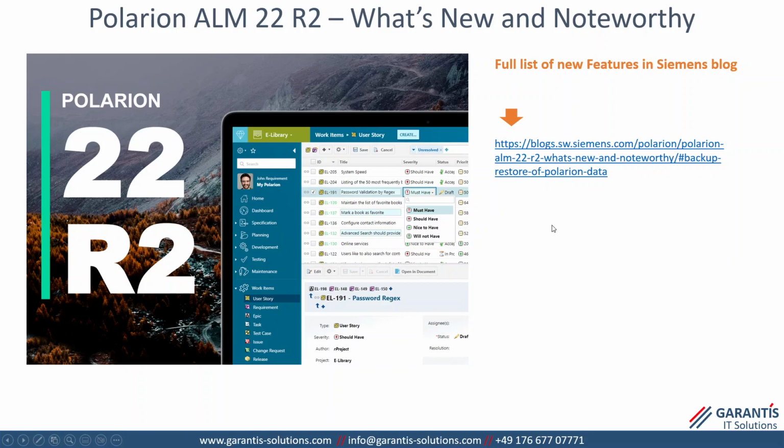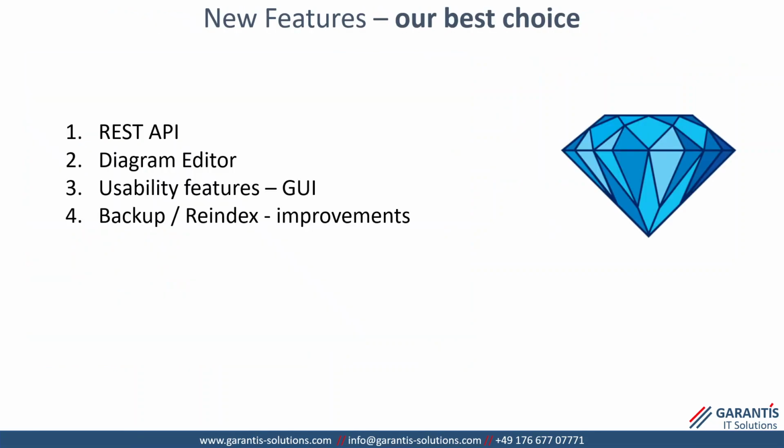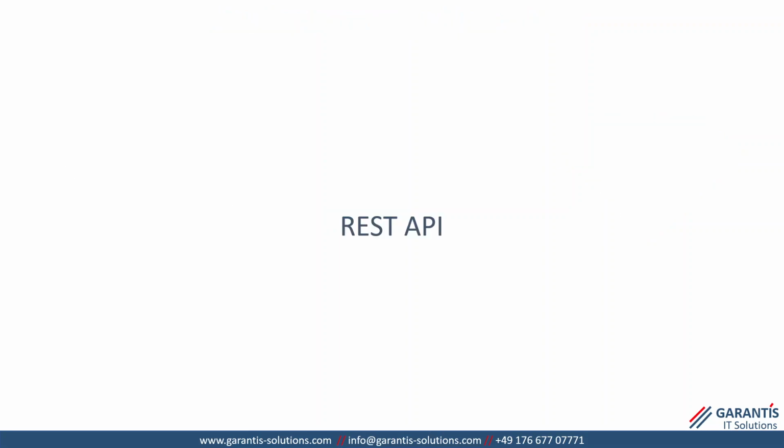So let's move on. Our best choice of features in this release are REST API, diagram editor, usability features located in different places of pages, backup and reindexing improvements. So REST API. It was not before in Polarion. It is the first time it came out in a release.